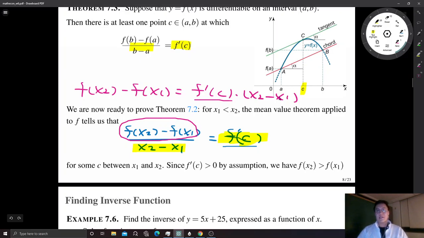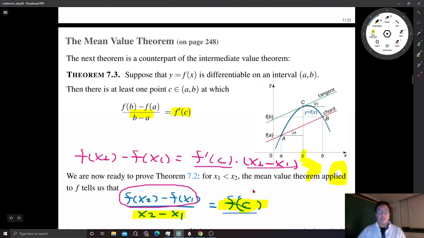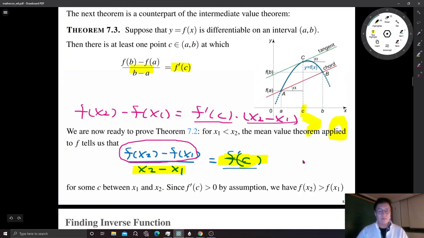And x2 minus x1 is positive because we assume x2 is higher than x1. So the right side becomes the product of two positive numbers. So we can make sure this one is positive. So that shows us f of x2 is higher than f of x1 whenever the derivative is positive. Okay? So that proves the first statement, and you can prove the second statement by the same argument.